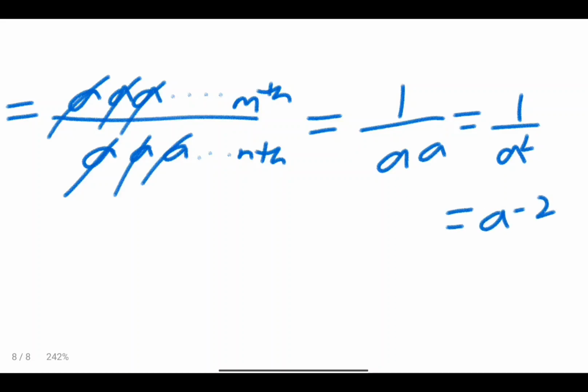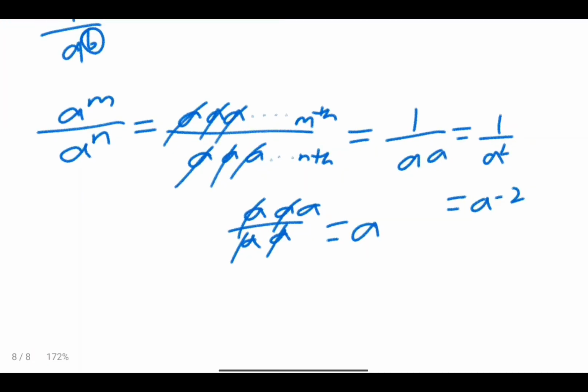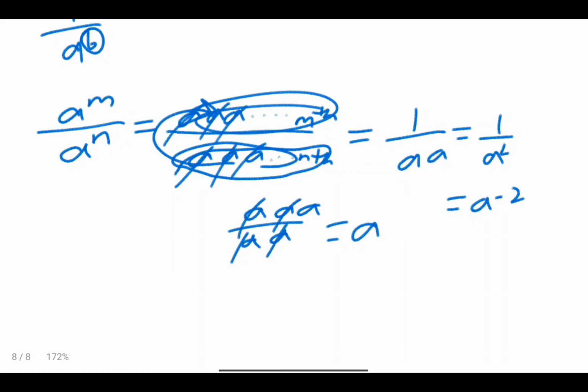And if we have something like this, then the answer will be simply A. But the thing we're doing is subtracting the denominator from the numerator. So that's why the minus, because we're subtracting as many a's as we have here from here. That's why, in simpler terms, it's m minus n.